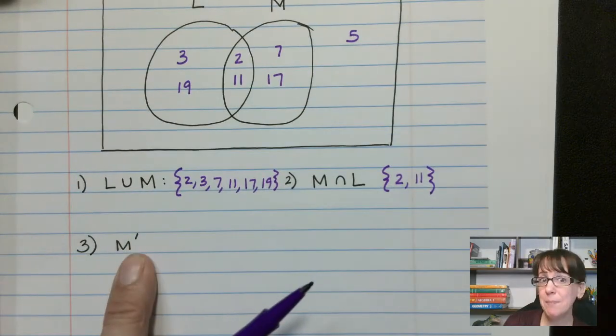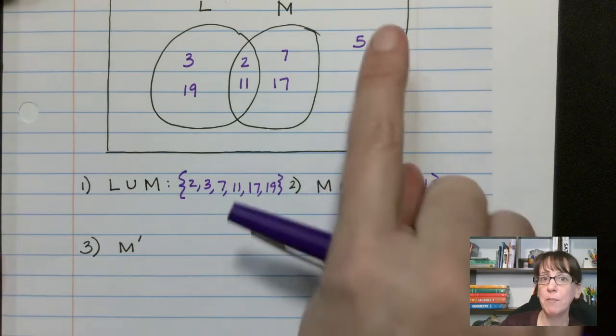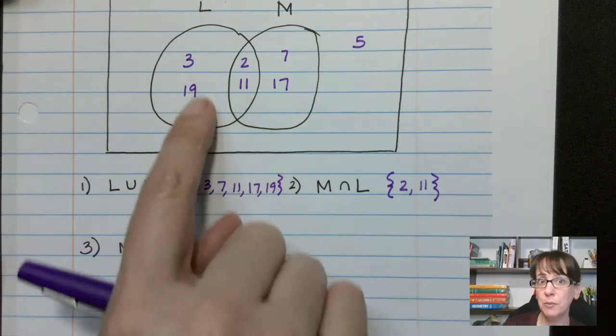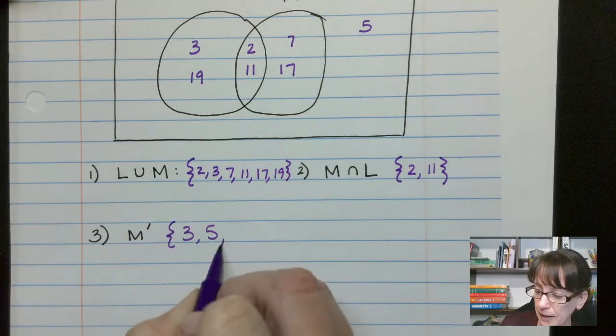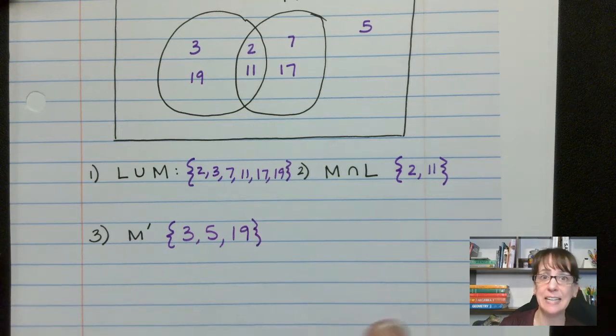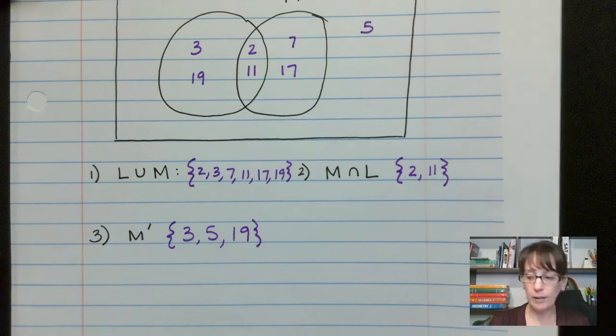Okay, now M with the little apostrophe means the complement of M. So everything that is not included in M. So that would be, in this case, 5, 3, and 19. But of course, we put it in order. So 3, 5, and 19 would be included as the complement of M. All right, let's try a couple of others.